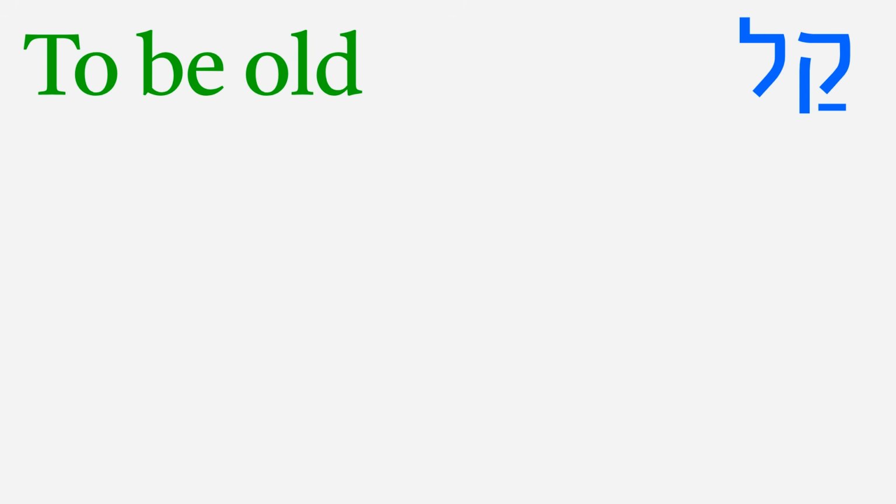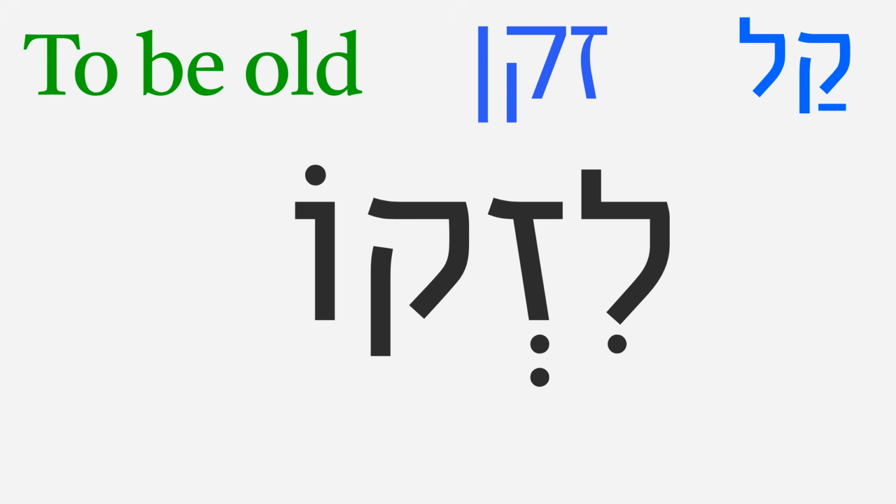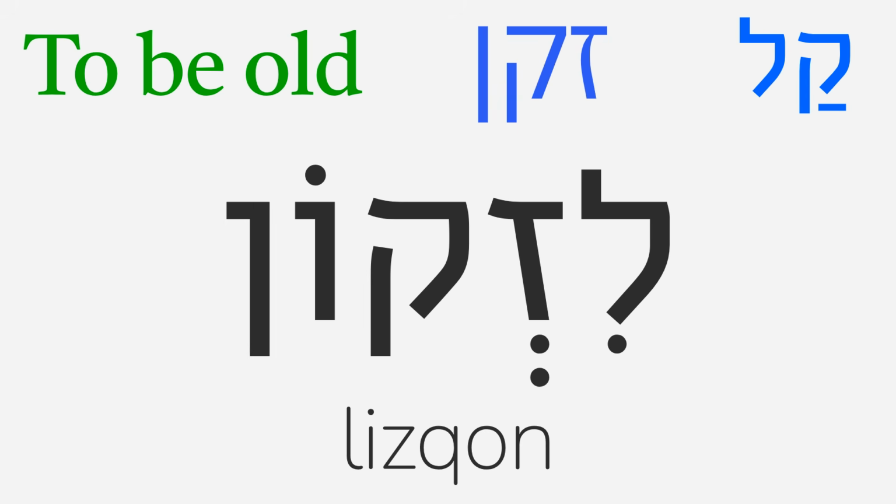This verb is from the root zayin, kuf, nun. The verb to be old will have the kal infinitive structure: lamed with hirik, first root letter zayin with shva, second root letter kuf with cholam, and third root letter nun. Liskon, to be old. In the infinitive, stative verbs have the exact same form as non-stative kal verbs.